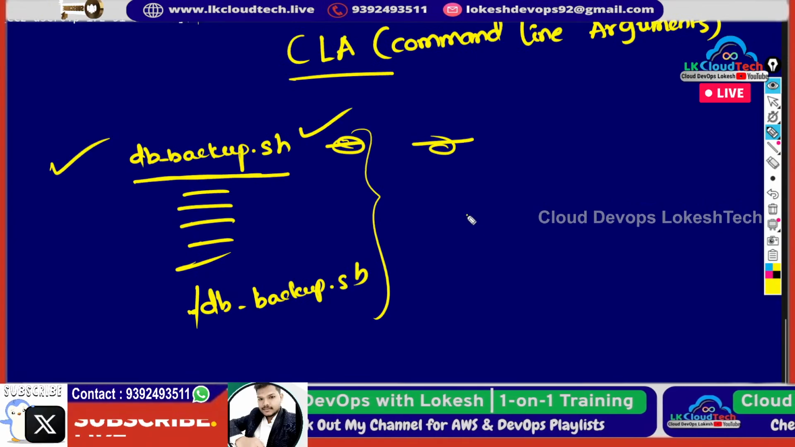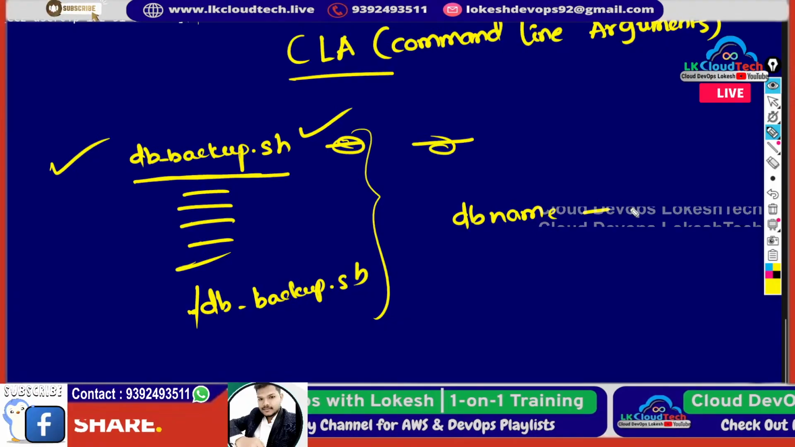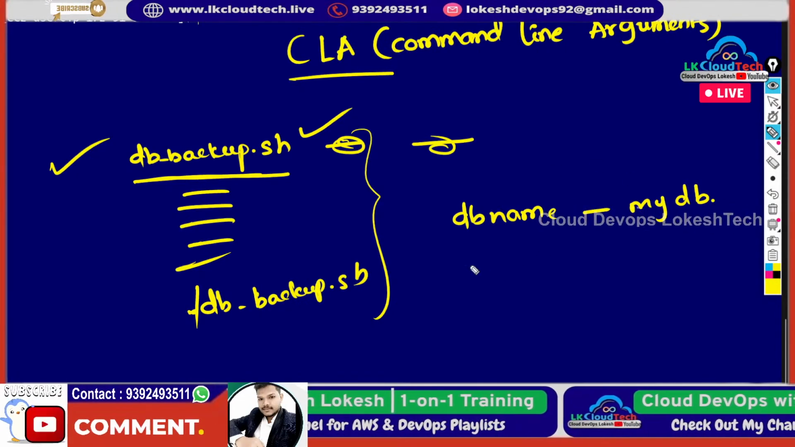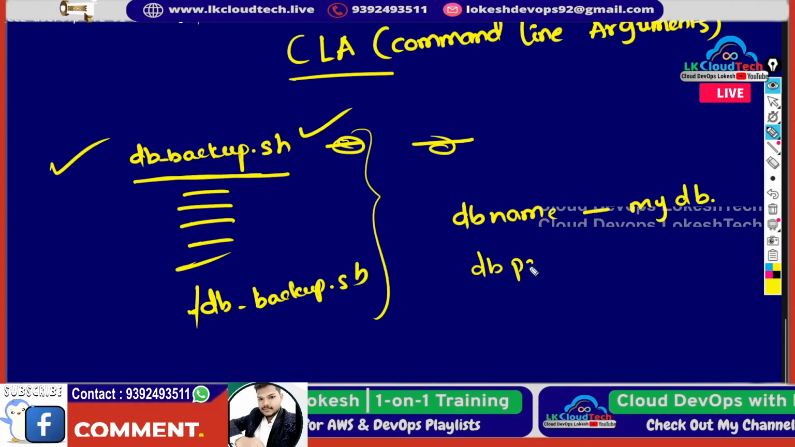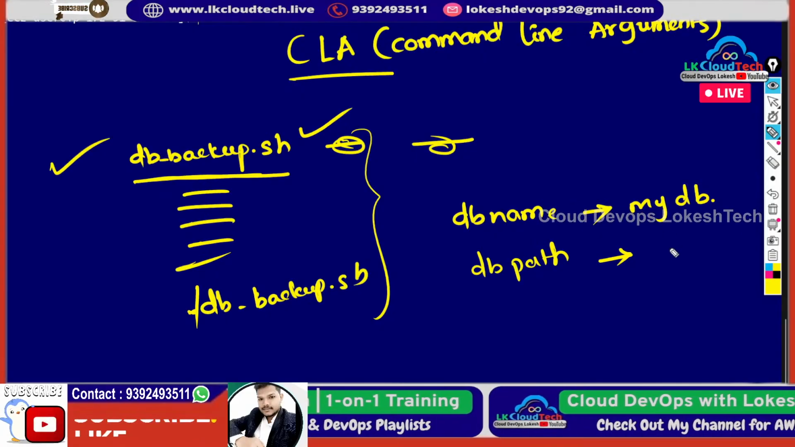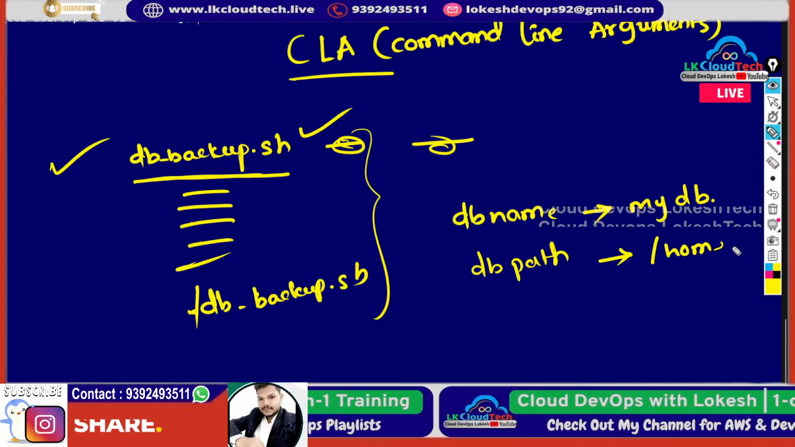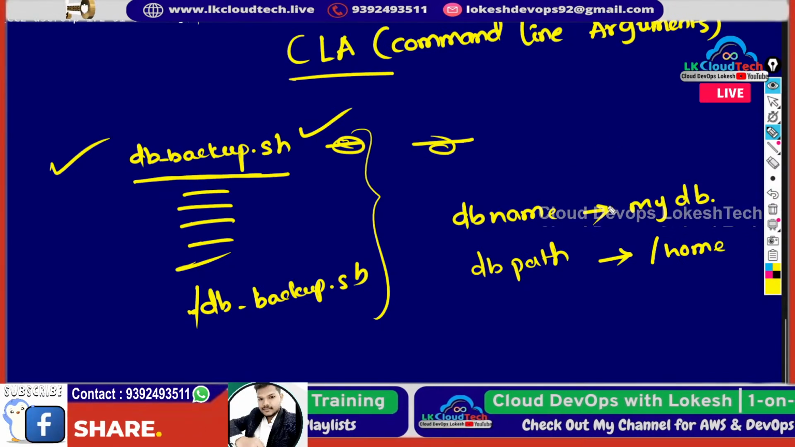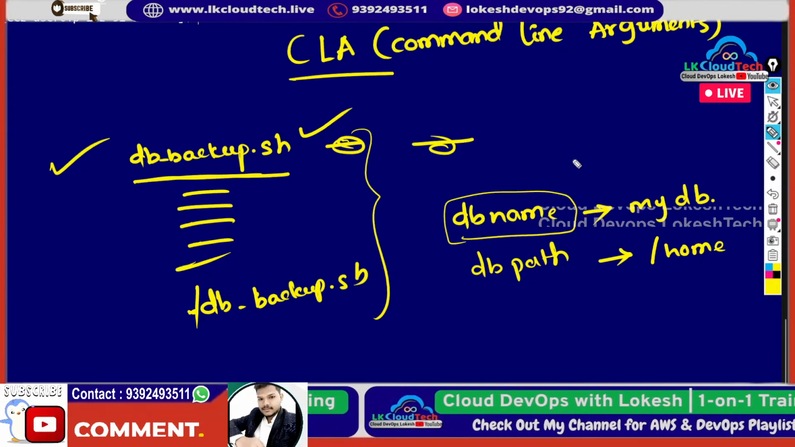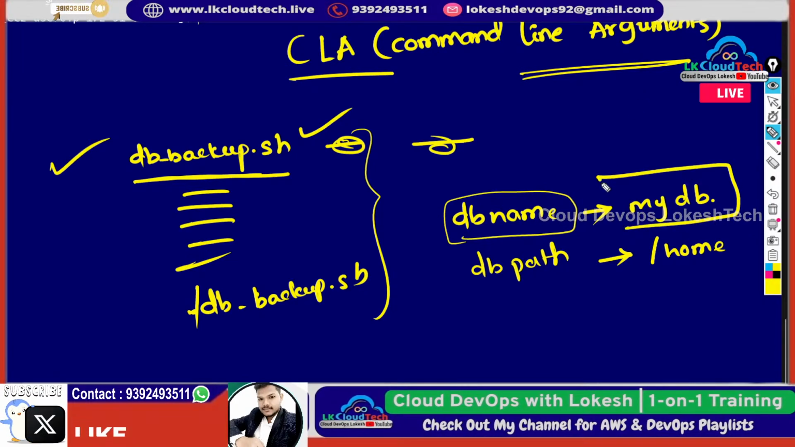Enter db name. You will enter my db. And you will enter the db path. So the system will ask the questions. Enter the db path. This is my path, home. Clear? Whatever questions you get like this, this is called command line argument. You need to pass the value.